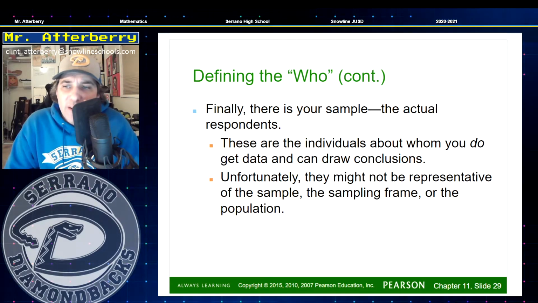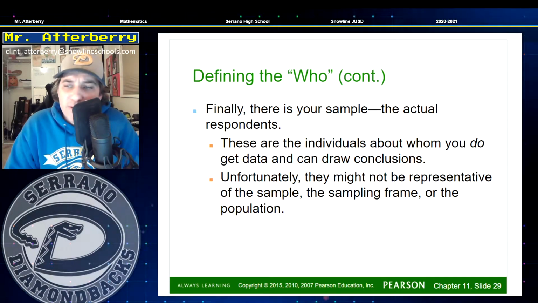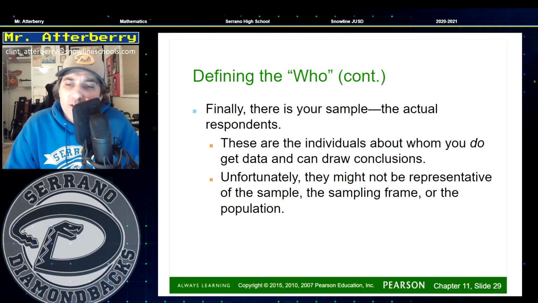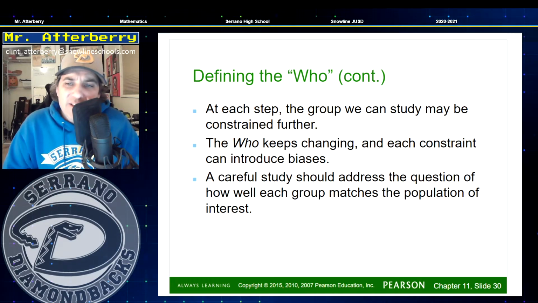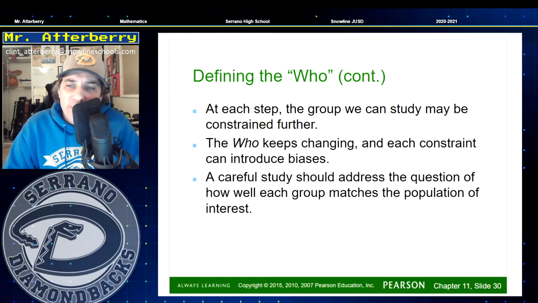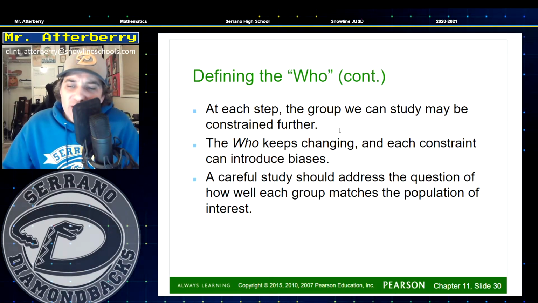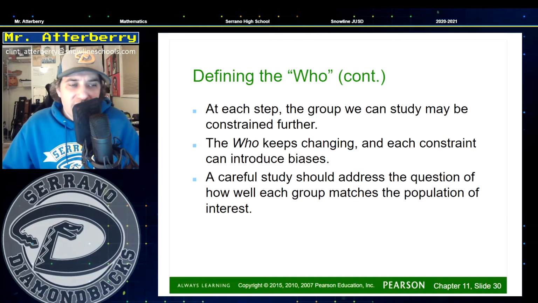Finally, there is your sample, the actual respondents. These are the individuals about whom you do get data and can draw conclusions. Unfortunately, they might not be representative of the target sample, the sampling frame, or the population. At each step, the group we can study may be constrained further. The who keeps changing, and each constraint can introduce biases. A careful study should address the question of how well each group matches the population of interest.